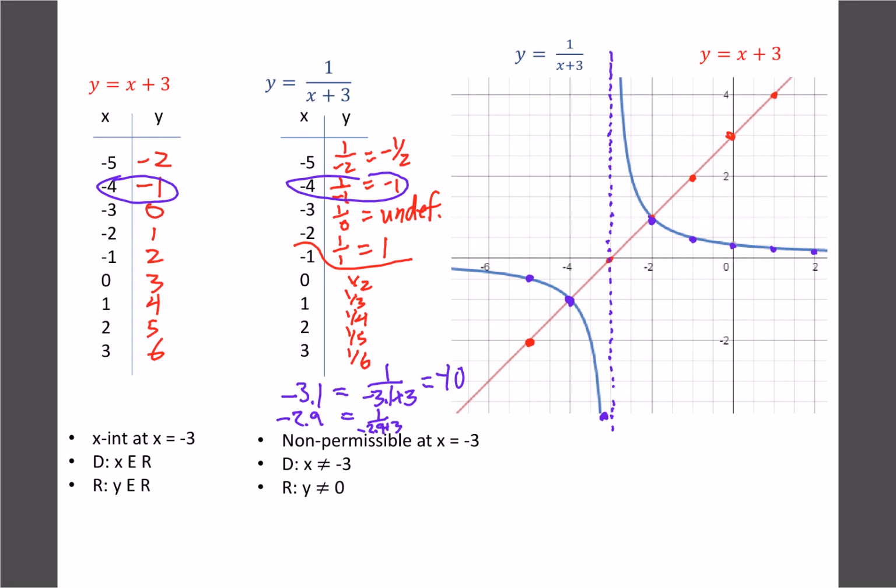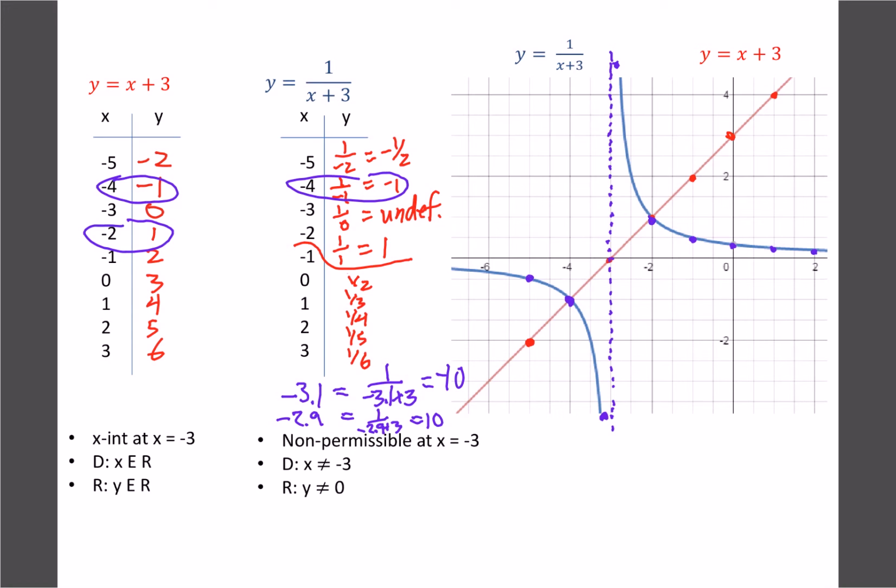Sorry, negative 2.9. So negative 2.9 would give us something like 10 again. So when we're right close to the dotted line on the positive side, we end up getting really big. So we could do that with more and more points, but you can see we actually get those blue curves. So there's a couple of key things we want to recognize with these two graphs.